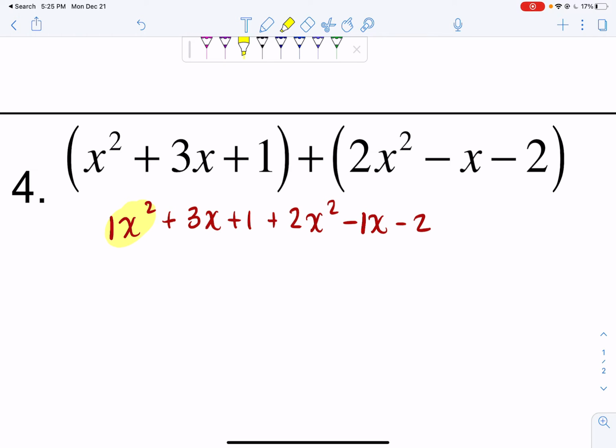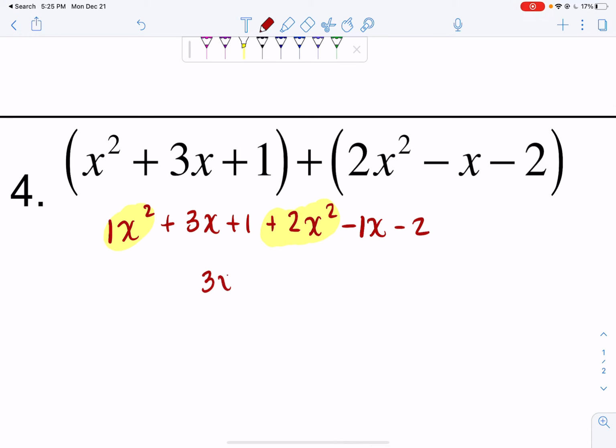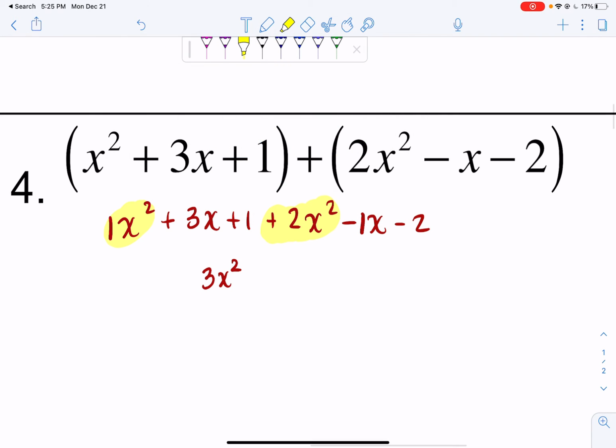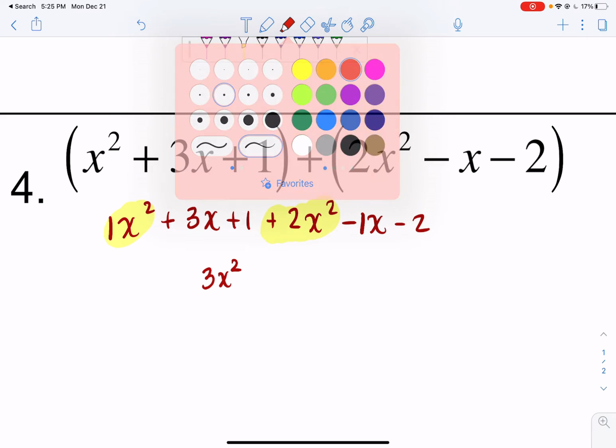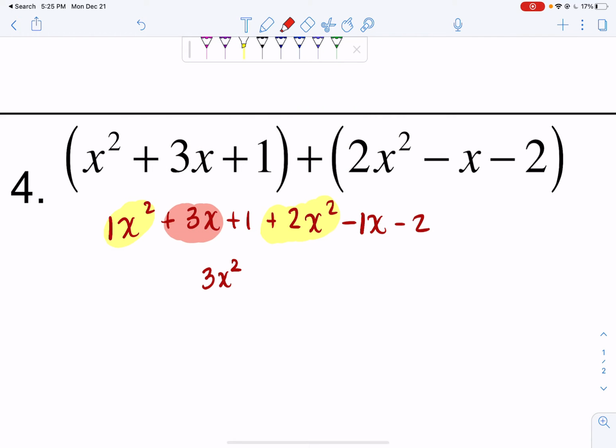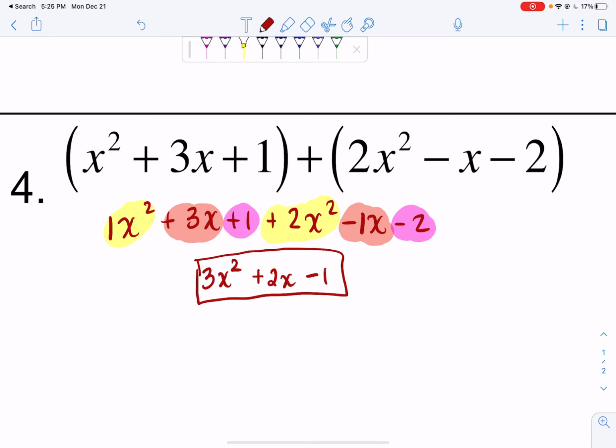I need to ask myself what I can combine with 1x squared. Well, I can combine it with my 2x squared. 1 plus 2 is a 3, so I get 3x squared. Now I need to ask myself, what can I combine with 3x minus 1x? 3x minus 1x is a positive 2x. And then last but not least, I have a plus 1 and a minus 2. 1 minus 2 is a minus 1 or a negative 1. So I get 3x squared plus 2x minus 1. And that's my final answer.